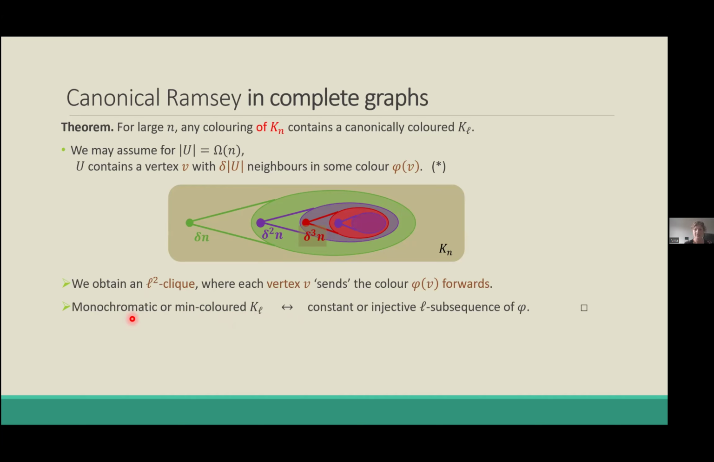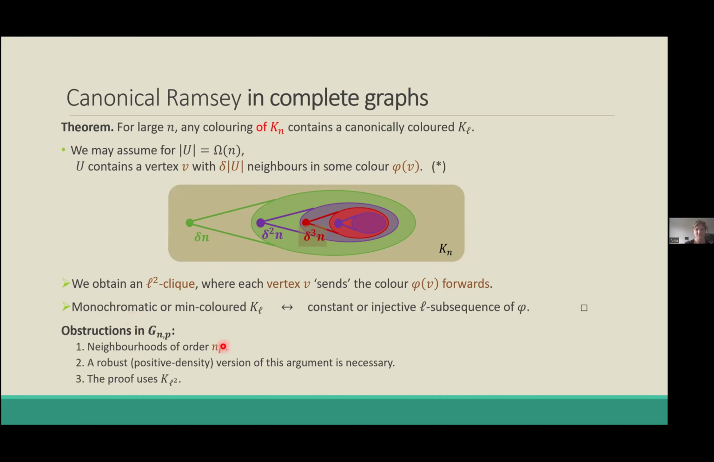Okay, so now we understand the whole proof for the complete graph. And now going back to the random graph, we notice that this proof has some serious difficulties. So first of all, in the random graph, your neighborhoods are of order np. So you cannot possibly hope to take a single vertex and pass to its neighborhood, because this neighborhood will be way too sparse and then you're immediately dead.